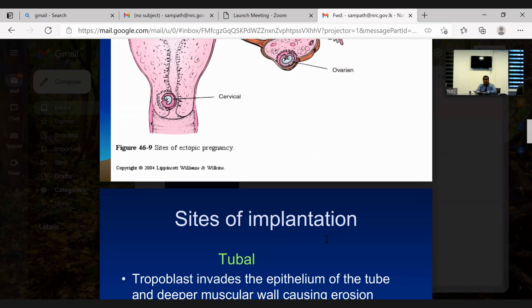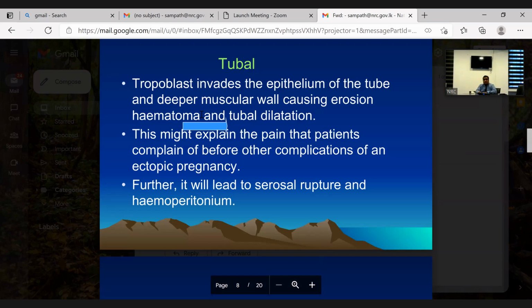Right. So at sites of implantation, trophoblasts invade the epithelium of the tube and deeper muscular walls, causing erosion, hematoma, and tubal dilatation. This might explain the pain that precedes. Pain precedes due to expansion of the tube. Thereafter, due to hormone drop, a residual disturbance, the patient will start leaking blood. And if this continues, this hematoma ruptures and will lead to serosal rupture and hemoperitoneum.